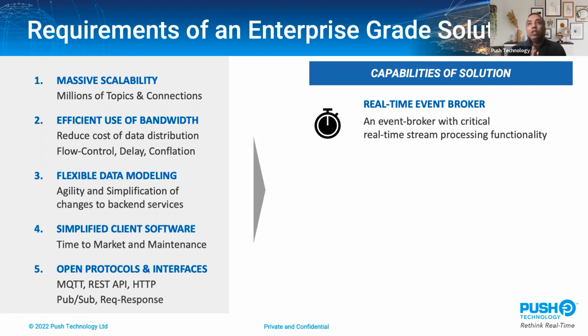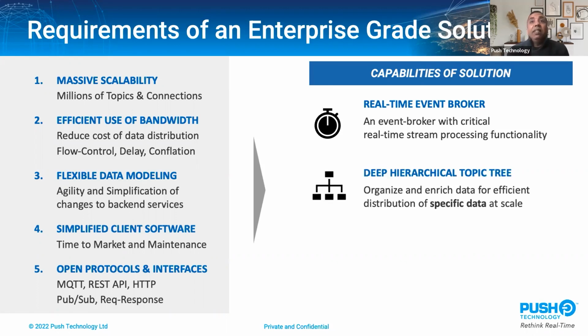Number one is it has to be a real-time event broker with real-time streams processing functionality. That's one of the key criteria. Second is deep hierarchical topic trees are required so that you can send specific data and enable you to reorganize the data to the needs of various subscribers. We'll talk a lot more about this today.